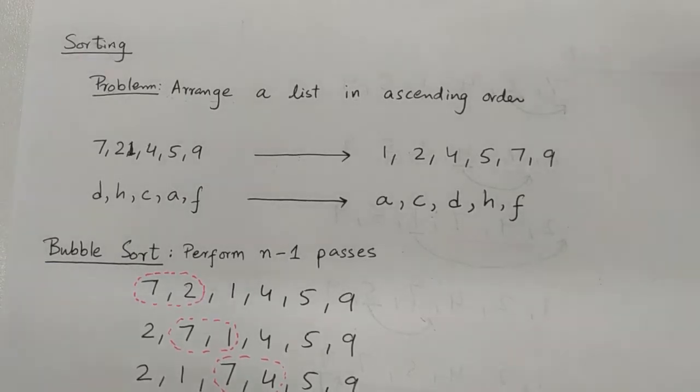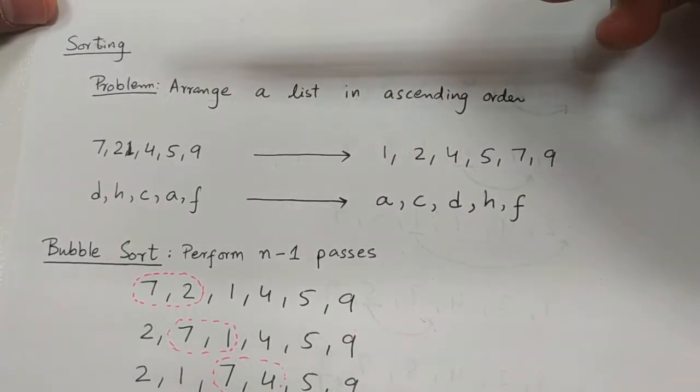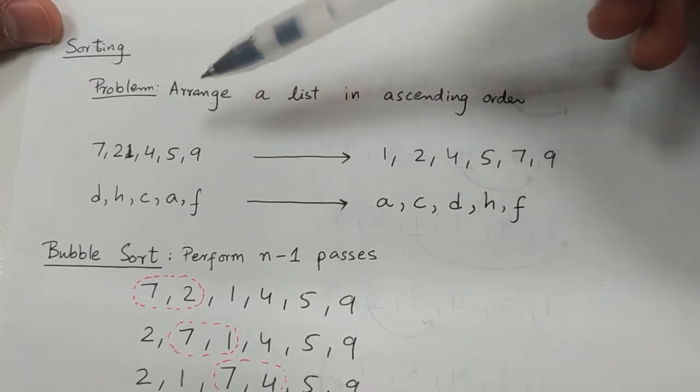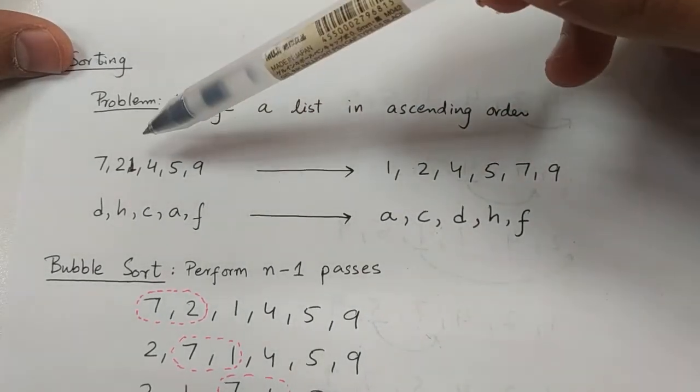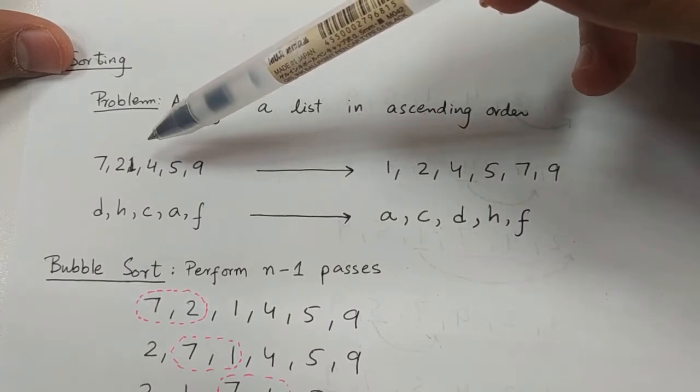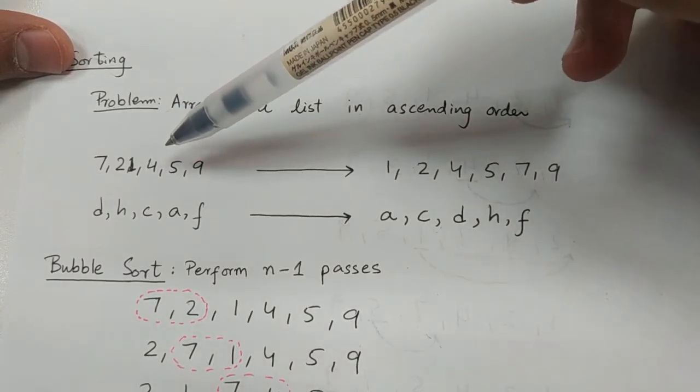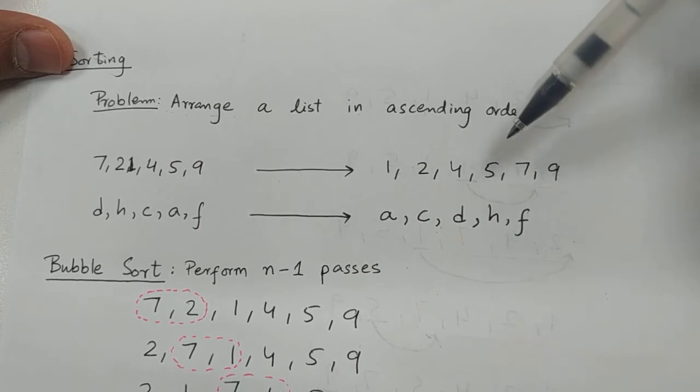Okay, so the next algorithm that we are going to look at is the sorting algorithms. The problem is basically to arrange a list in an ascending or a descending order. So for example, we have this list over here. It's unsorted, it's not in any particular order. If we sort it, we can write it in ascending order like this.